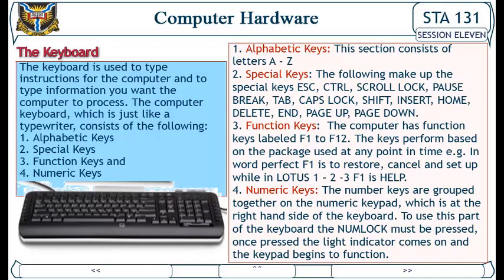4. Numeric keys. The number keys are grouped together on the numeric keypad, which is at the right-hand side of the keyboard. To use this part of the keyboard, the num lock must be pressed. Once pressed, the light indicator comes on and the keypad begins to function.